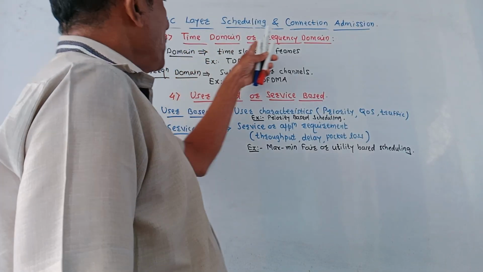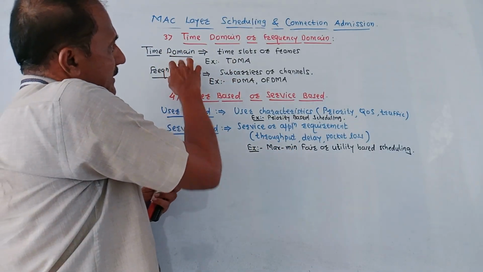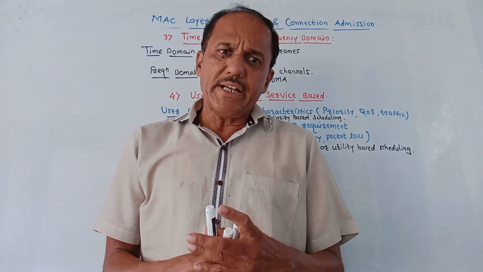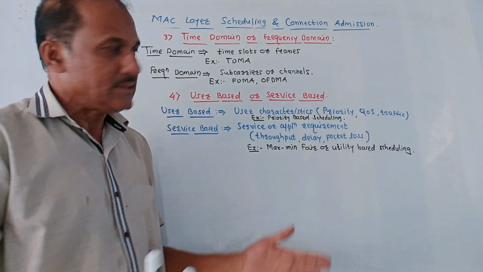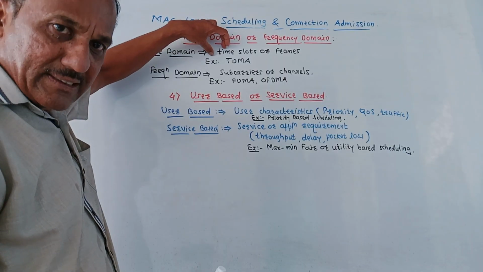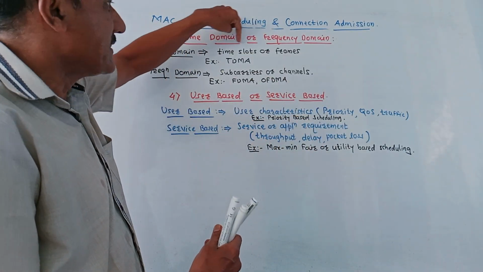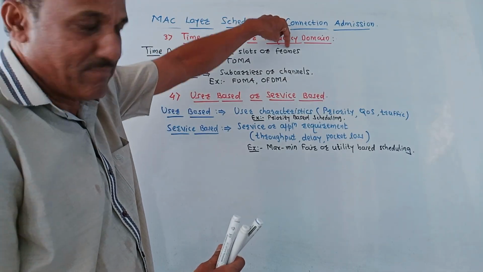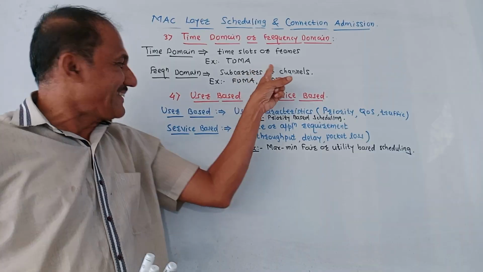The third type is time domain or frequency domain. First is the time domain type of scheduling. As the name indicates, this type of scheduling depends on time domain parameters. The different time domain parameters considered while applying this scheduling may be time slots or different time frames. An example is TDMA, that is time division multiple access.